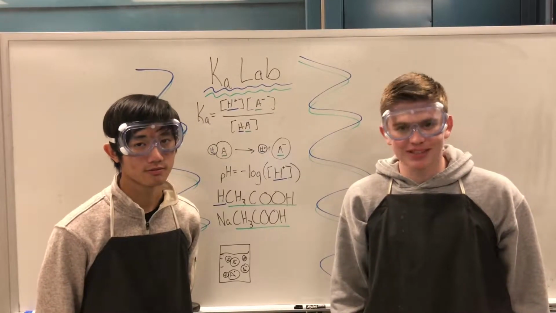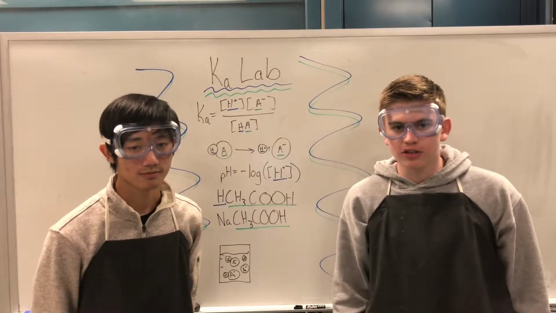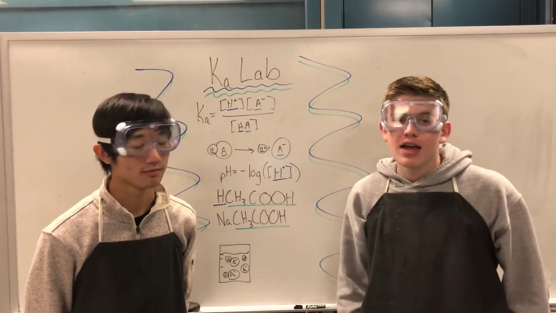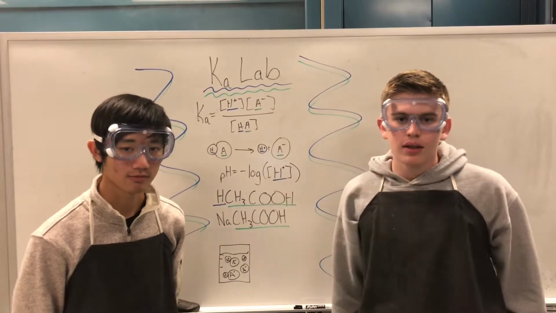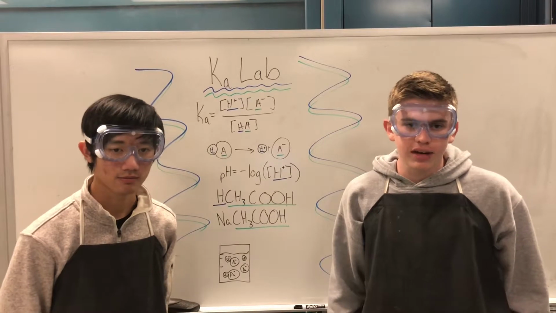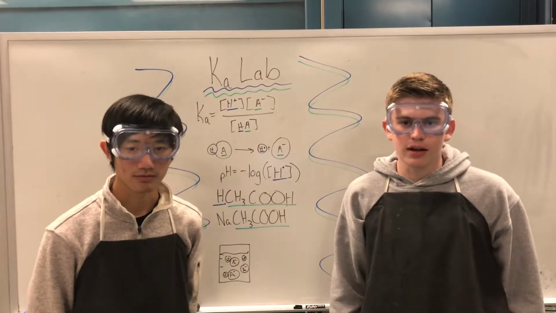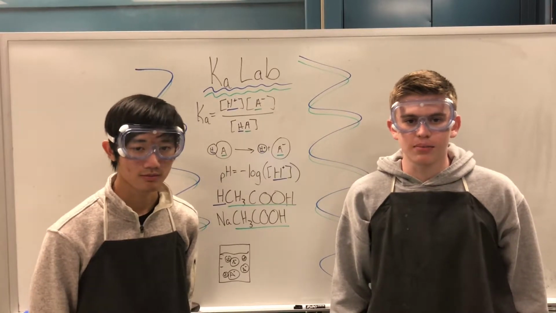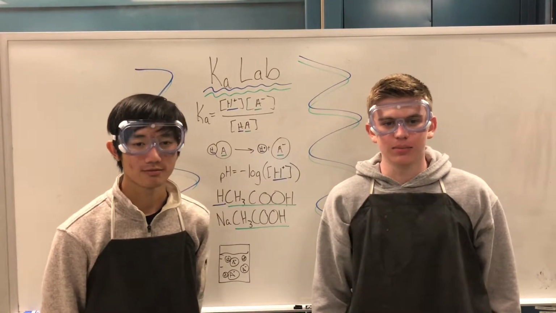Ka is useful because it is information that can be used to calculate what the concentration of H plus, conjugate base, or A minus, and the initial acid, or HA. This means that when we know the concentration of an acid and that acid's Ka, we can calculate the concentration of all three components in the system at equilibrium. It also means that we can predict changes in concentration of acidic systems.